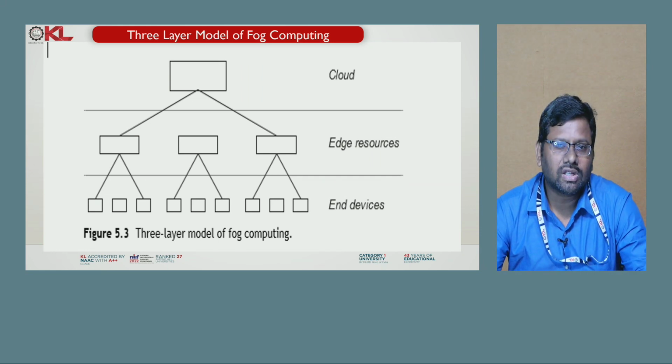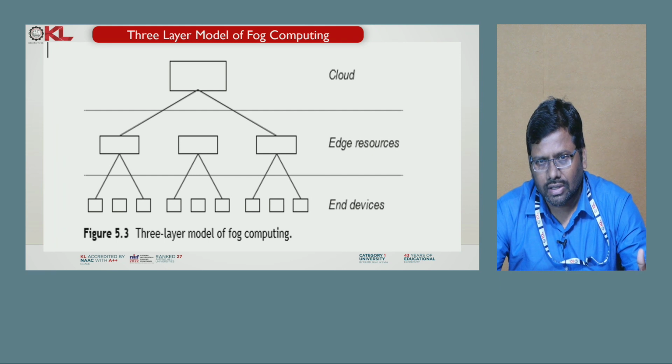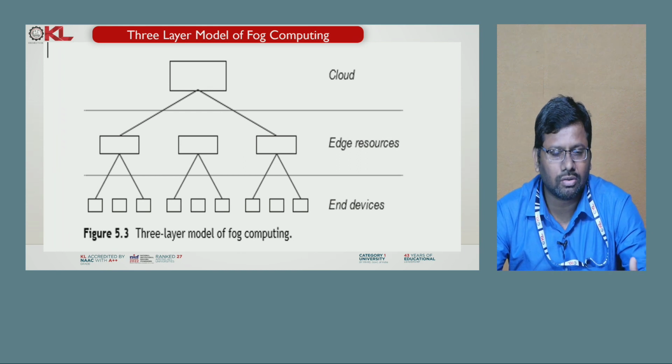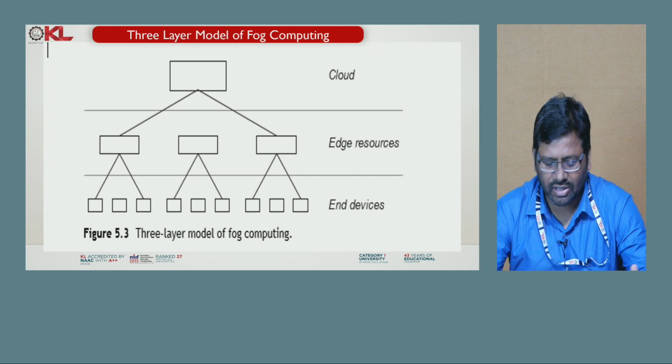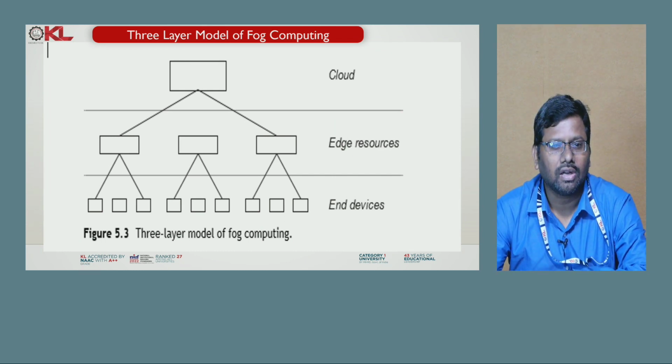As we have discussed, in the hierarchy scenario we have the cloud. After that we have the edge resources. Every edge resource is connected to a lot of end devices, like IoT devices. So this is the scenario of the hierarchy.